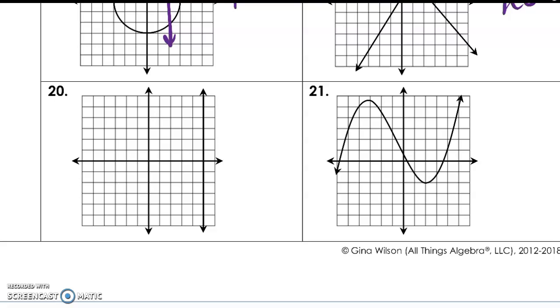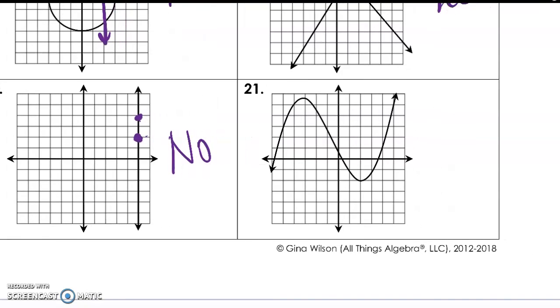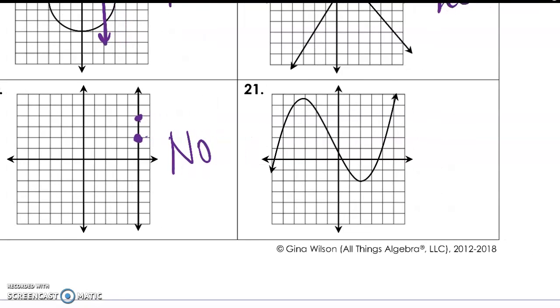Number 20 is a vertical line. So this line is going through every single ordered pair. So this is a no. And if you're not sure, just pick 2 points. This would be the ordered pair 5, 2, and this would be the ordered pair 5, 4. Two x's that are the same that have different y's. So that's a no. 21, horizontally no, but vertically is fine. So this is a yes.